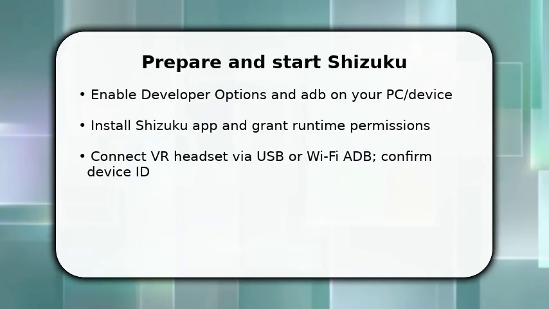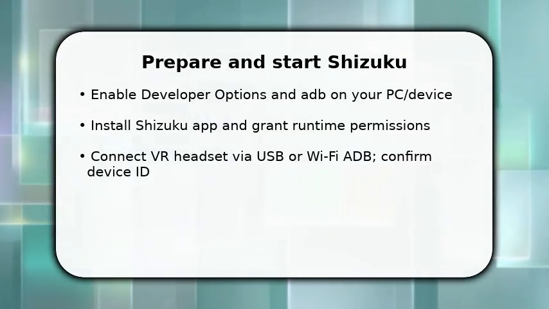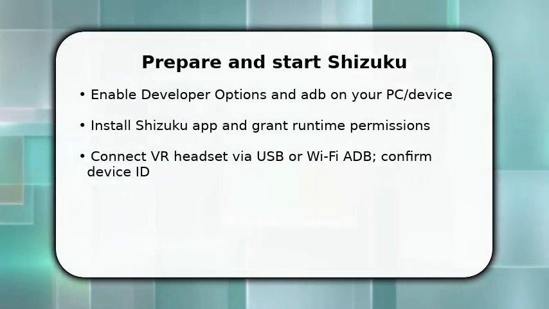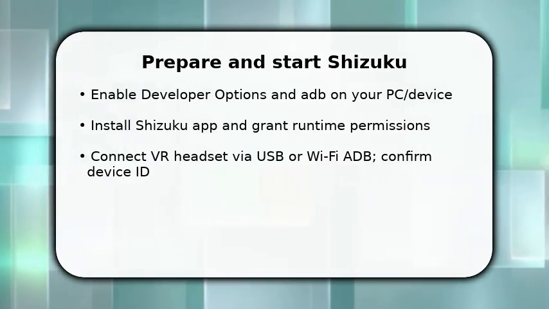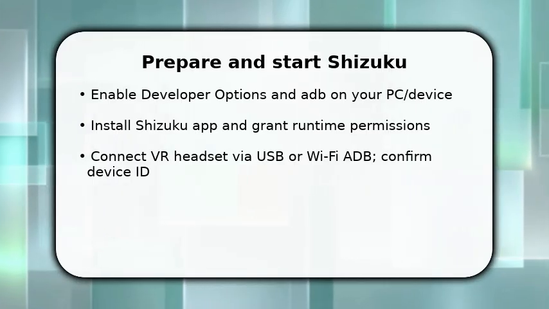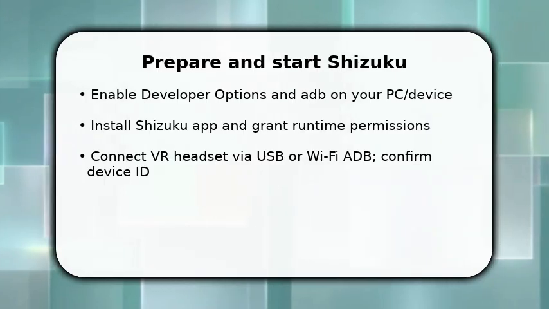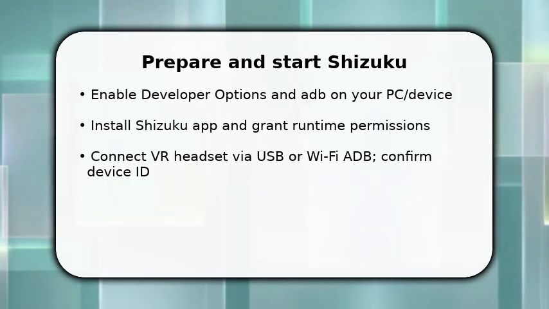You begin by preparing the environment: enable developer options, allow USB debugging, and install Shizuku. Once done, connect your VR headset via USB or Wi-Fi ADB and confirm the device ID. You must start Shizuku in ADB mode so the service runs with elevated privileges. Make sure to grant the app runtime permissions when prompted, otherwise notifications will be blocked.